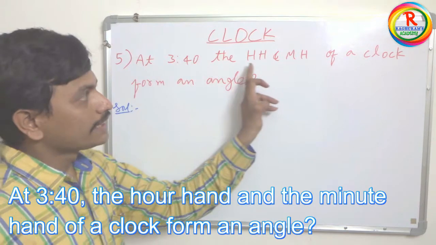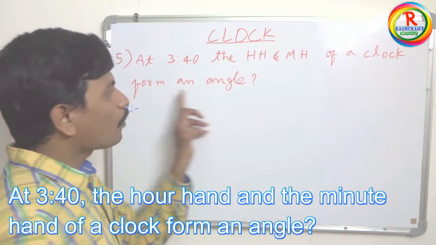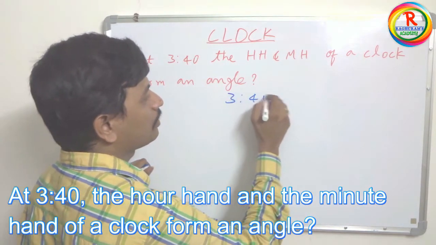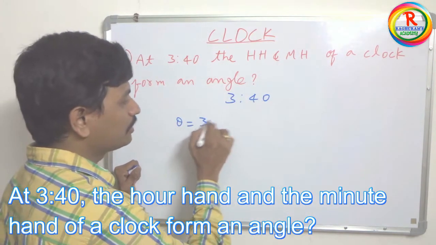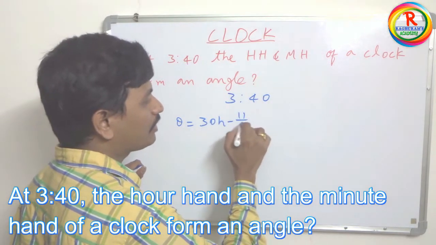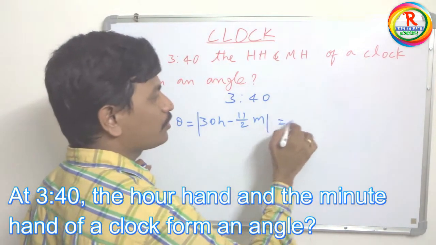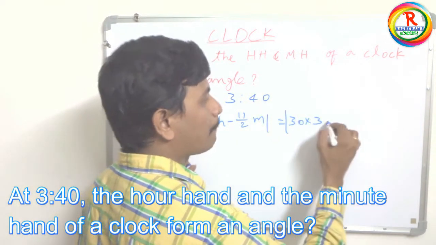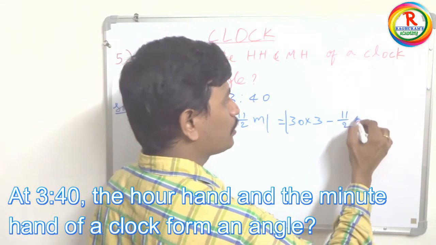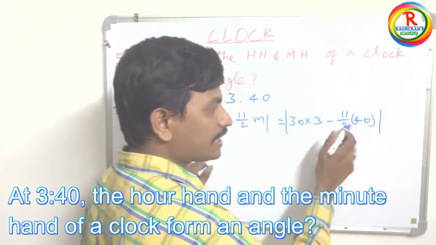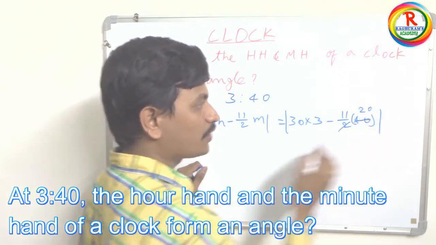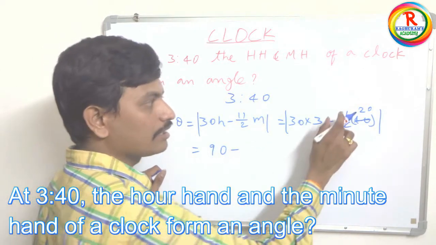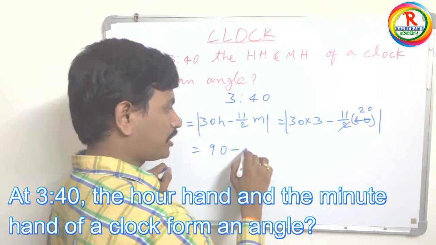At 3:40 the hour hand and minute hand of a clock form an angle. Same type of question. 3:40, what's the formula? Theta is equal to 30h minus 11 by 2 m. This is hours, this is minutes. So 30 into 3 minus 11 by 2 into m. Here it can be cancelled easily. So 20. 30 into 3 is 90 minus 11 twenties. What is 11 twenties? 220.